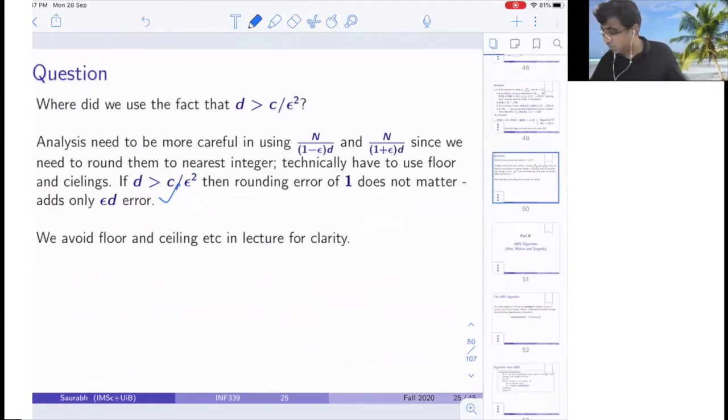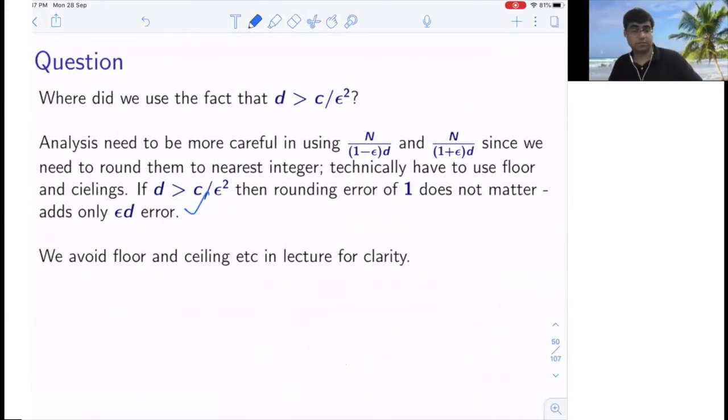Any question before we move to the next algorithm? Or any problem in understanding the algorithm?